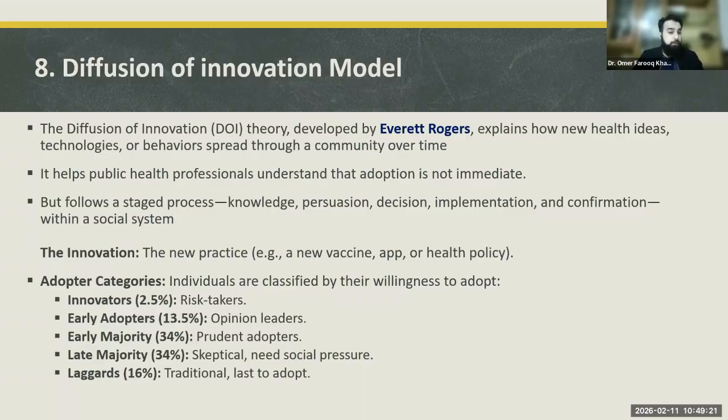Then there is the early majority. These are prudent adopters. So these prudent adopters adopt good innovations earlier than the rest of the population. Then there is the late majority. These are skeptical people. They need social pressure to adopt new things. And then there are laggards.